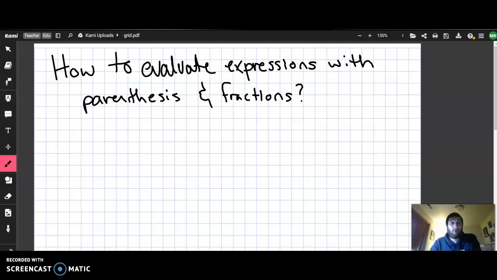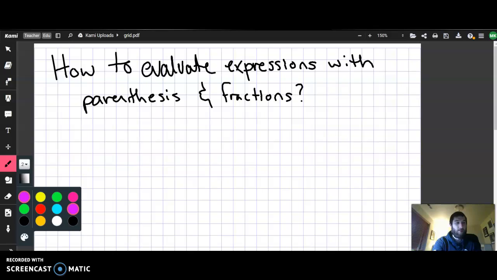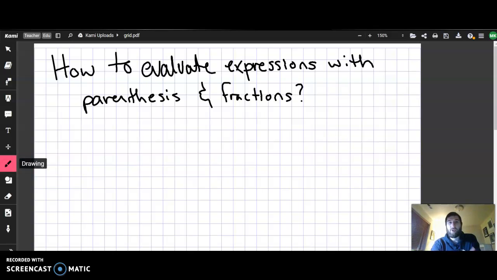This week, we're revisiting and continuing to work on evaluating expressions, and we're going to be focusing our work on parentheses and fractions within those expressions. Remember, an expression just means there's no equal sign, and the parentheses and fractions are both ways to group things. So we're going to build up to that. Here are some examples.